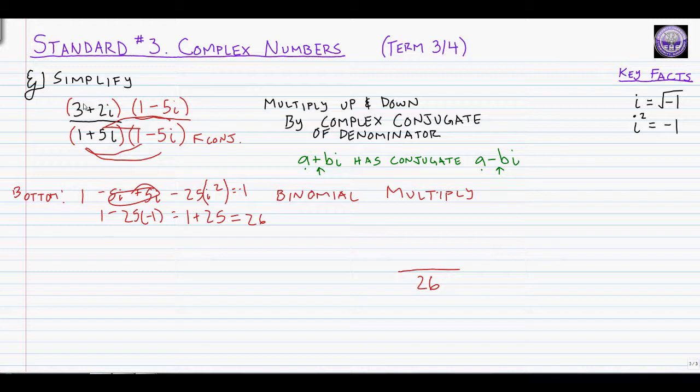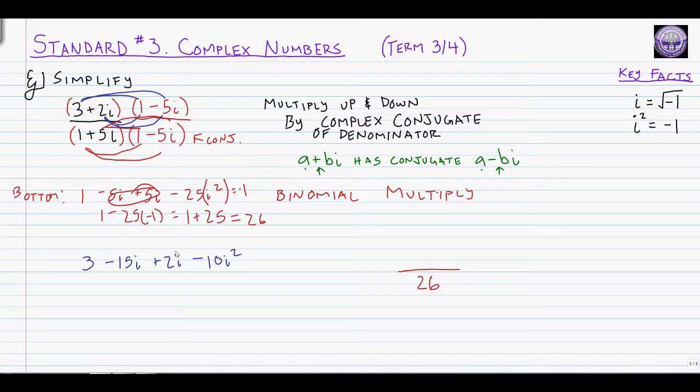Okay, so now the top part, we'll do the same thing. We're going to have to multiply it out. So first, 3 times 1 is 3. 3 times negative 5i is negative 15i. Wouldn't expect anything to cancel here. It's not so convenient. Positive 2i times 1 is plus 2i. Nothing canceled. That's okay. And then plus 2i times negative 5i is going to be negative 10i squared.